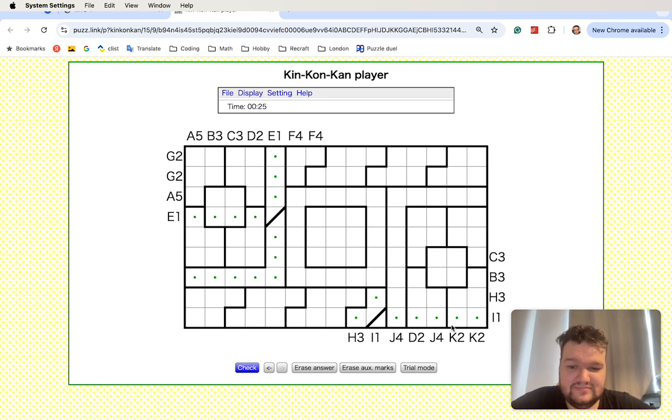Alright. That's a lot of regions. How do I even approach it?